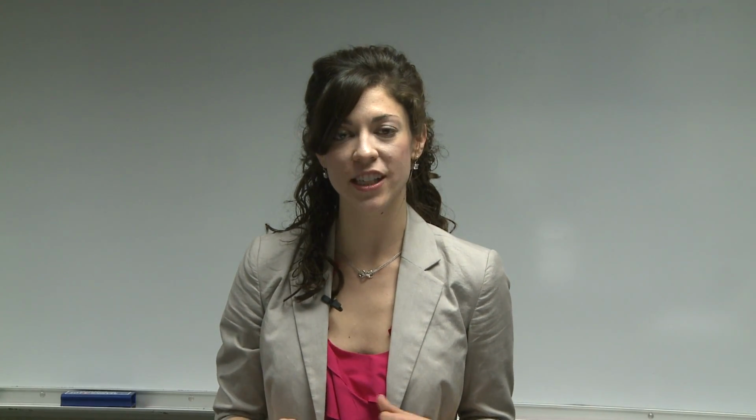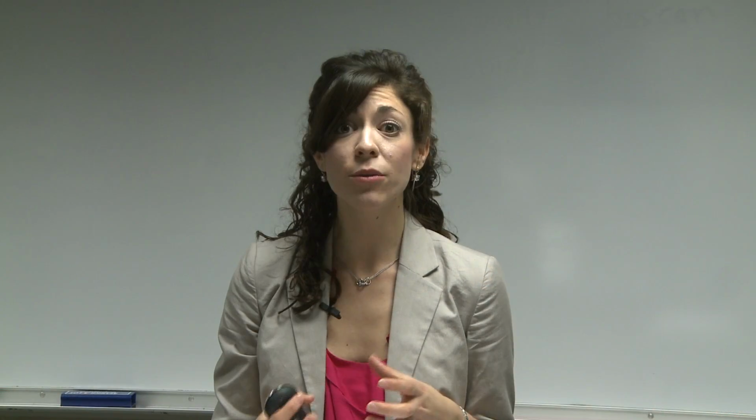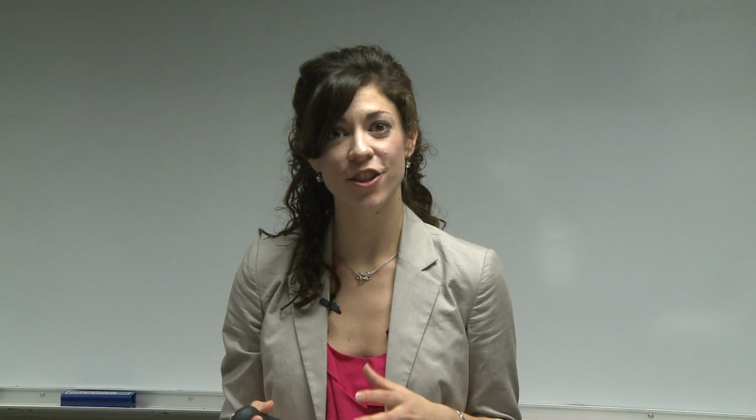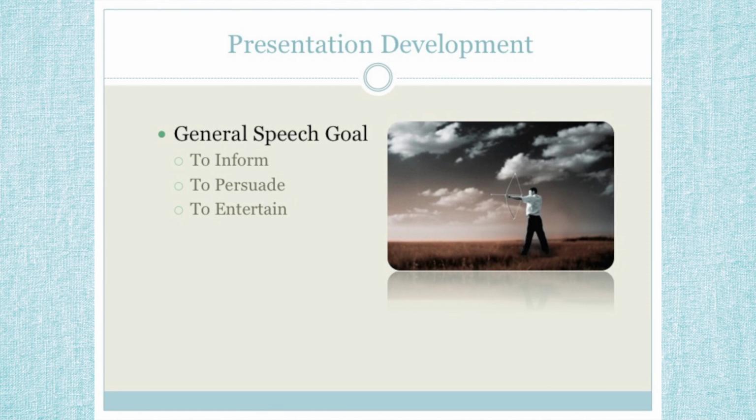The first thing that you need to do is go ahead and write your speech goals. You're going to have 2 of them. One will be a general speech goal, and the second will be a specific speech goal. Let's start with the general speech goal. Your general speech goal should really relate to the type of presentation that you're giving. So if you're giving an informative speech, your general goal is to inform. If you're giving a persuasive speech, then the general goal is to persuade. And I'd like to see that at the beginning of the speech outline that you will write for me.